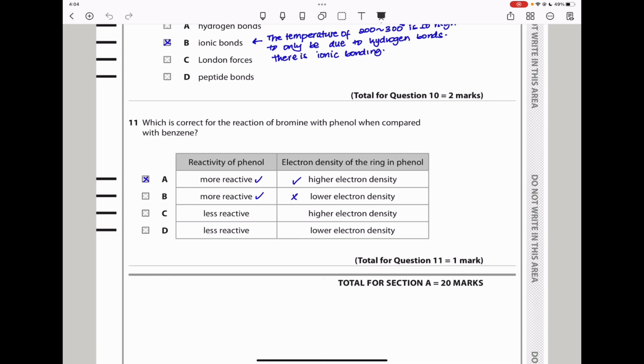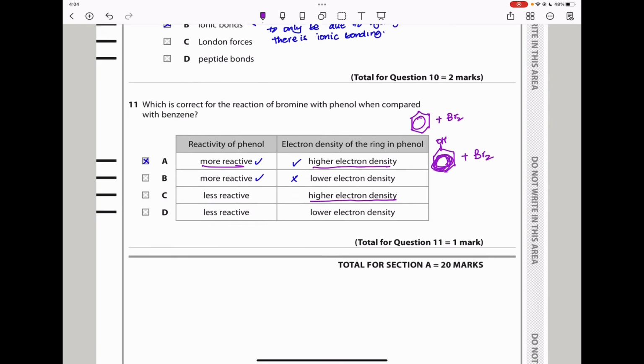Okay, so moving on here, which is question 11, and the last part of this video, which is correct for the reaction of bromine with phenol when compared to benzene. Now, I want to show something here. If we have benzene reacting with bromine, and then we have phenol, here OH, reacting with bromine, one thing we need to know is that in phenol the OH is electron donating, meaning the electron density, the electron cloud here is going to be a little bit higher. So we can assume there is going to be a higher electron density. However, the reaction is also going to be more reactive with phenol than with benzene. Therefore, the answer should be A because it satisfies both things. So A should be the answer.